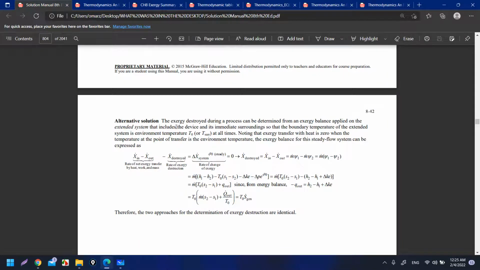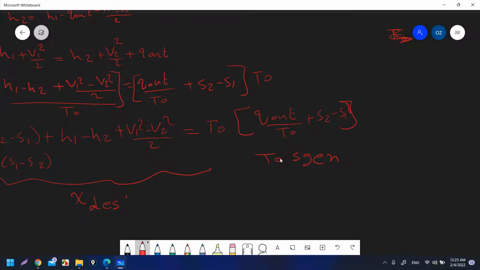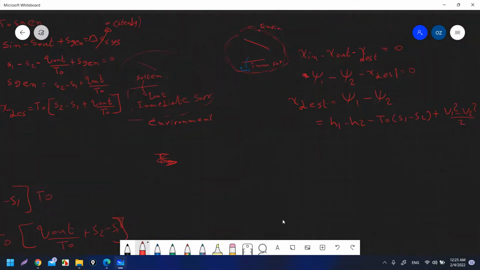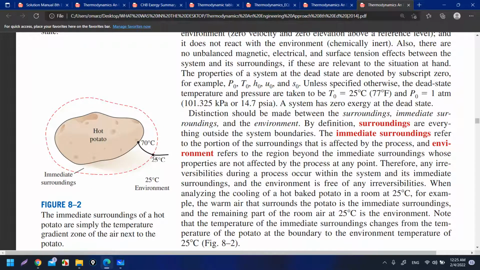From the solution manual, they said the Exergy destruction process can be determined from an Exergy balance applied on the extended system that includes the device and its immediate surroundings, so that the boundary temperature of the extended system is the environment temperature. Okay, T naught is equal also to T surrounding, the immediate surrounding, which is the temperature right here on the line, equal to the temperature outside in the environment, like in the picture, 25 degrees Celsius is equal to the 25 degrees Celsius of the environment. Okay.